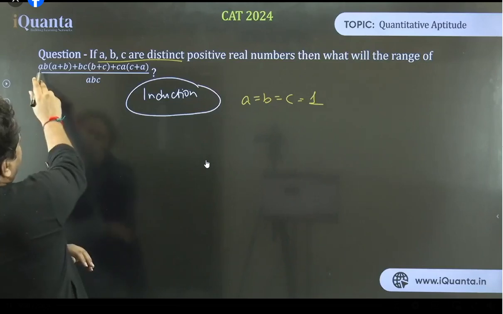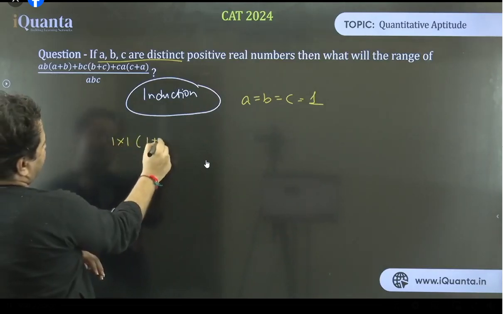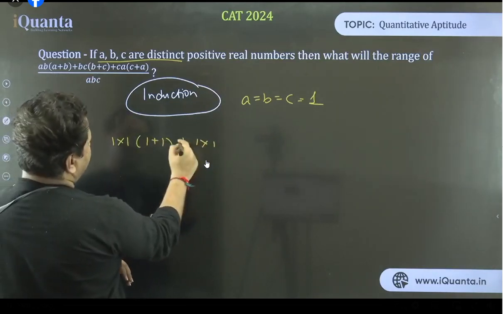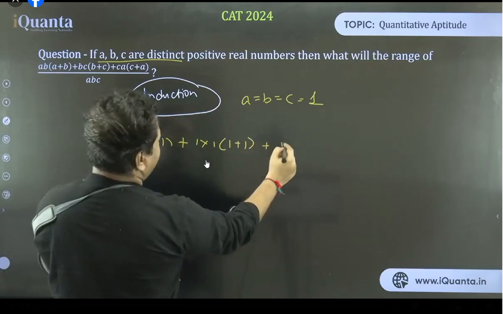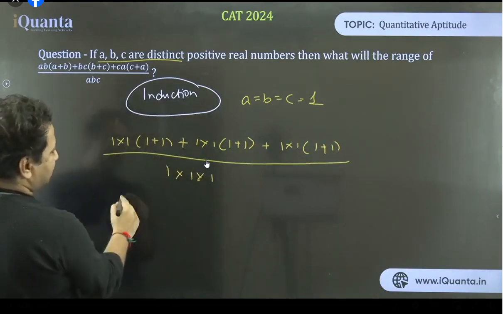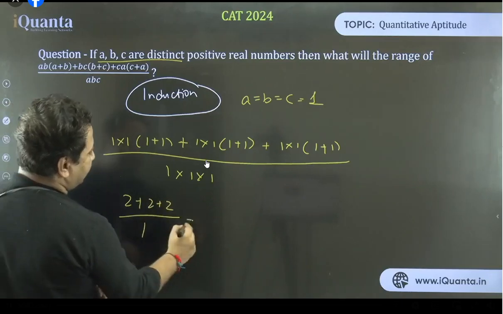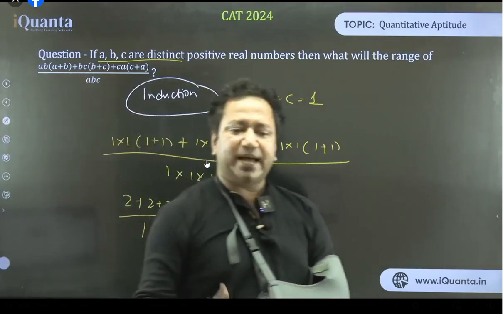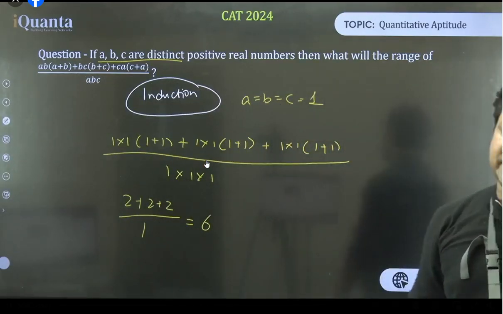Now tell me, AB is 1 into 1, 1 plus 1. Again, the same thing is going to happen. 1 into 1, 1 plus 1. The same thing, 1 into 1, 1 plus 1. Whole upon 1 into 1 into 1. So all you have is 2 plus 2 plus 2 upon 1. That is 6. So we don't know if 6 is the maximum or the minimum. We don't really know.